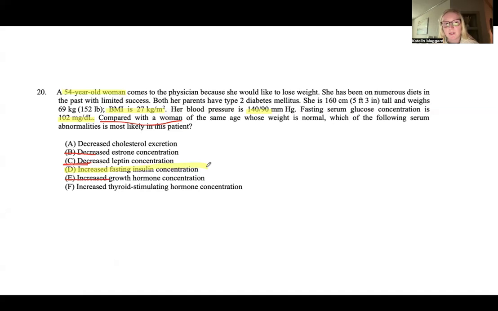I can believe it's true based off of what they gave me in the question stem. So I know that her increased fasting insulin concentration will be higher simply because her fasting serum glucose concentration is higher compared with a woman of the same age whose weight is normal.